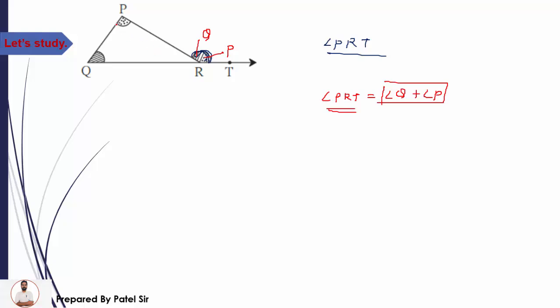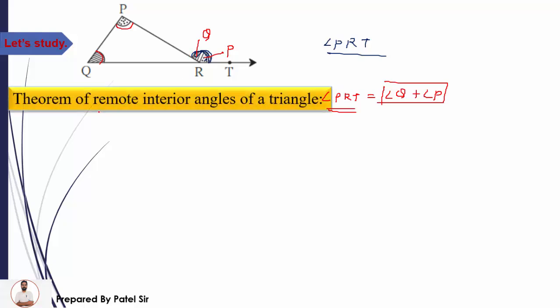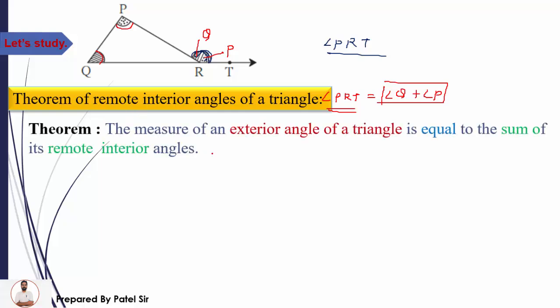So you can observe over here interior angle P, angle Q. These two are the remote interior angles for this angle PRT. So here PRT is the exterior angle of this triangle PQR. So we can observe over here the theorem of remote interior angles of a triangle. The measure of an exterior angle of a triangle is equal to the sum of remote interior angles.